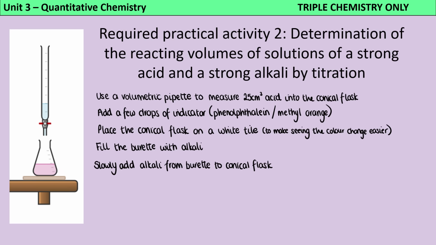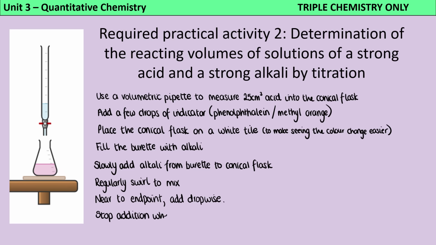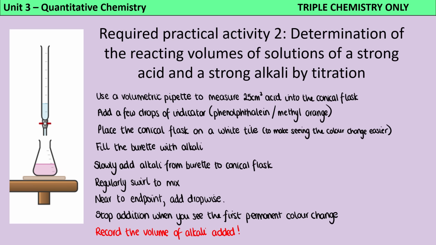We're going to slowly add alkali from the burette to the conical flask. As we do this, we're going to swirl to ensure that the mixture is mixing properly and that everything is homogenised. And near to the end point, we're going to start adding this dropwise, in other words, a drop at a time, to make sure that we don't overshoot. We're going to stop adding the alkali when we see the first permanent colour change, and then crucially, we're going to record the volume that's been added. It's really easy to miss this step and end up with a method that cannot be awarded 6 marks.